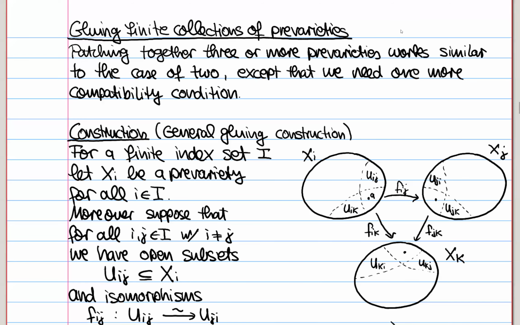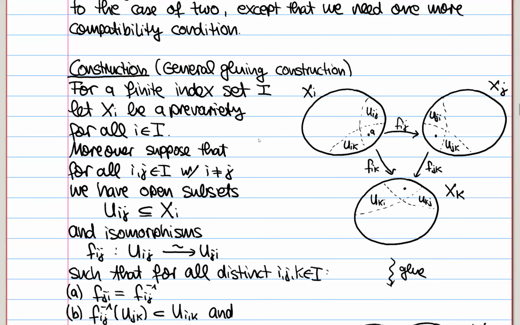After gluing two prevarieties in the previous video, now we want to do the case of 3 or more prevarieties, but still finitely many. And the construction is very similar to what we have seen before. So let's say we have a finite index set I, and Xi is a prevariety for all indices in I.